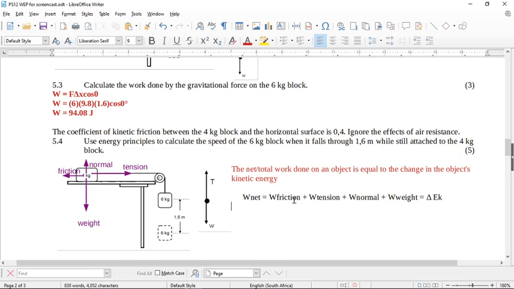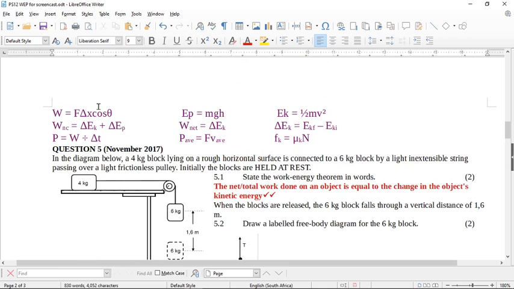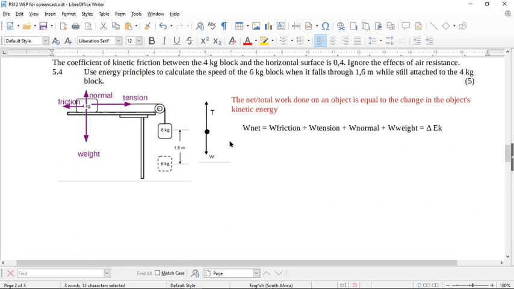So let's start having a look at what sort of values we can put in for this net work. If we want to calculate this, we can start by putting this formula in here. I've just explained that, but we're going to use this formula anyway and write W net equals delta EK. So let's start having a look at what forces we've got. We've got friction. I'm going to come to friction in a moment. I'm going to show you the working for that.